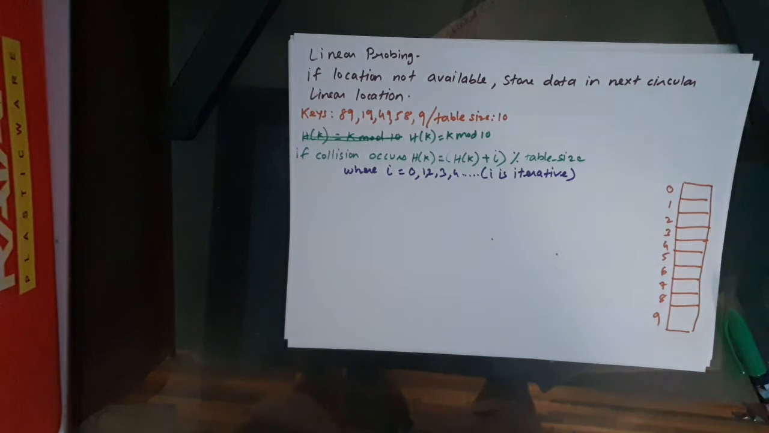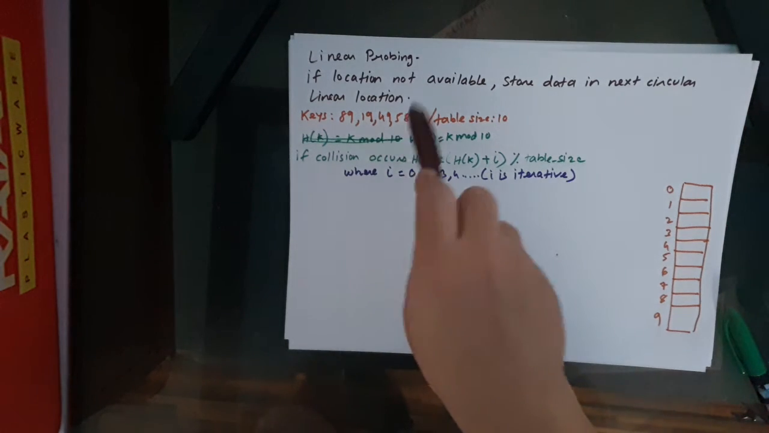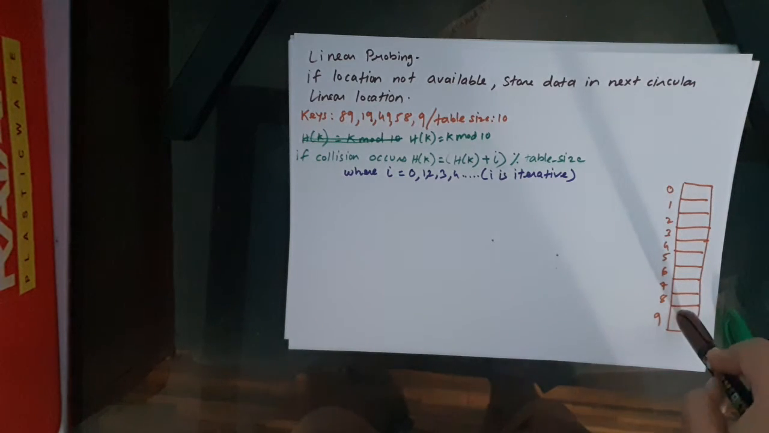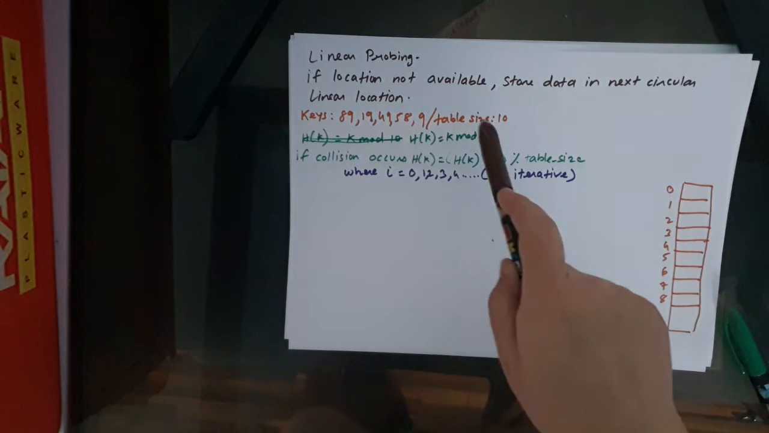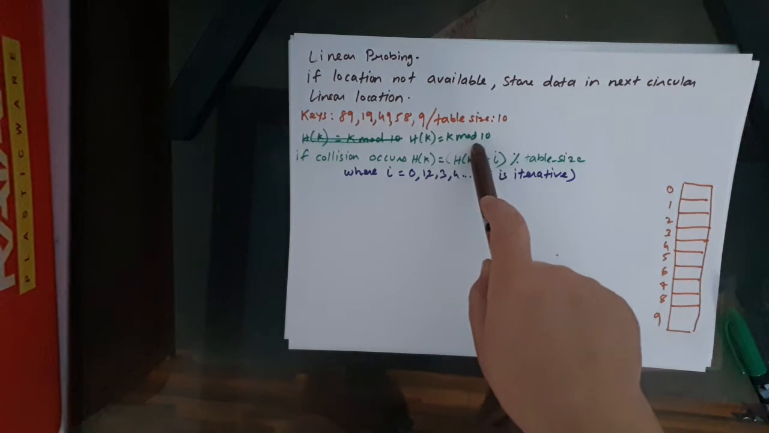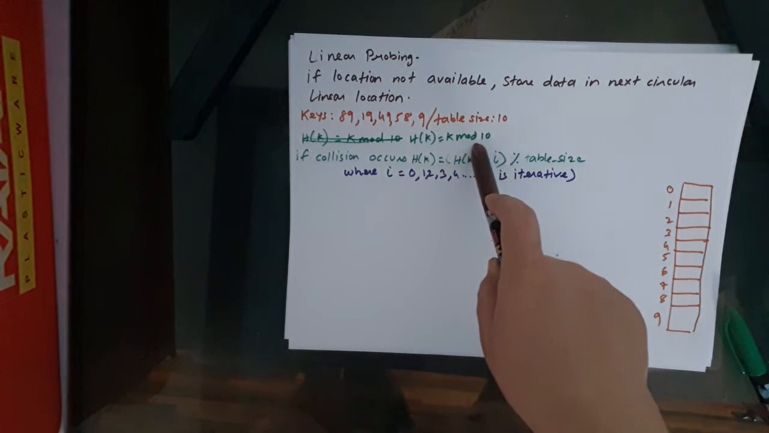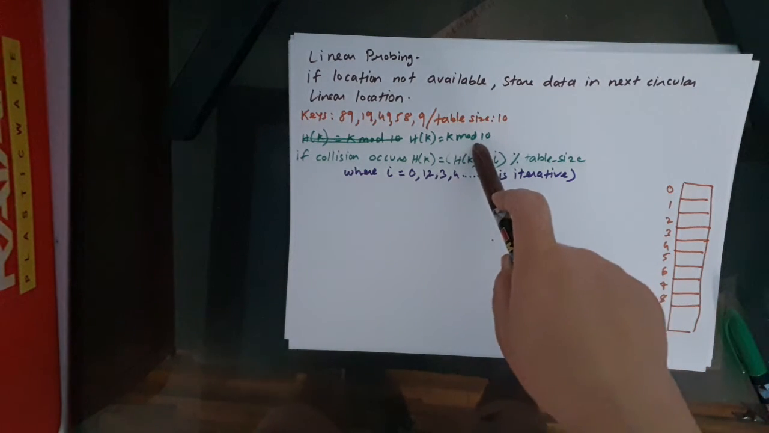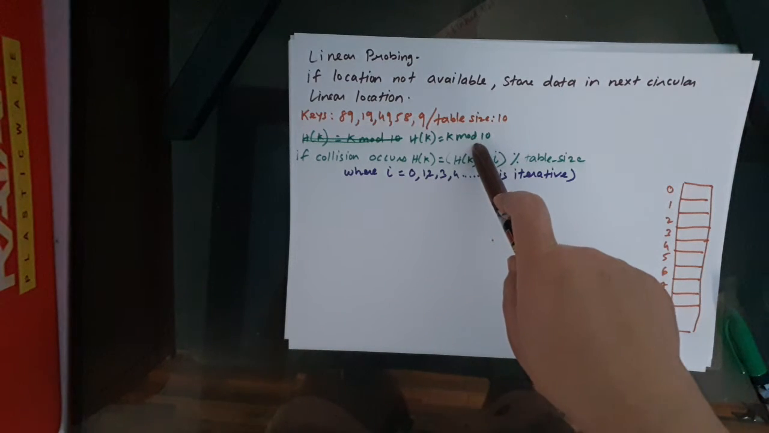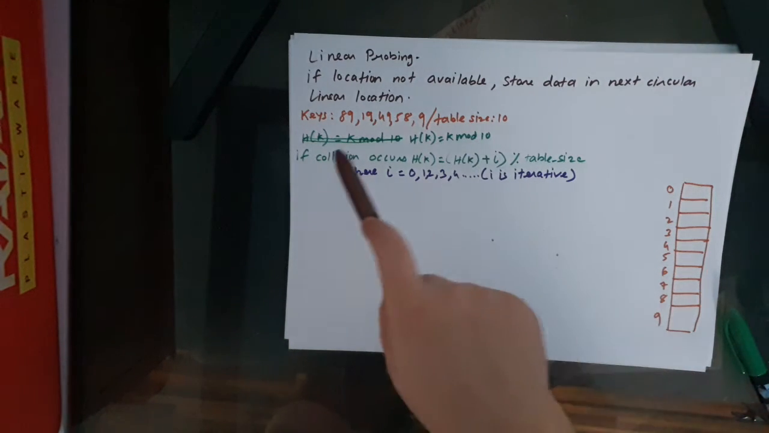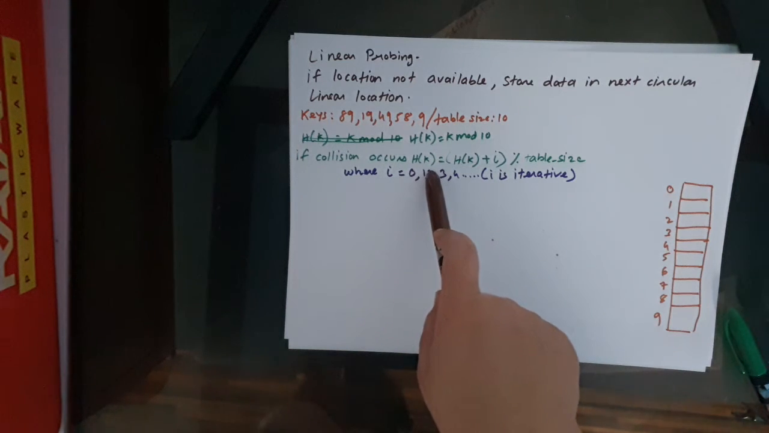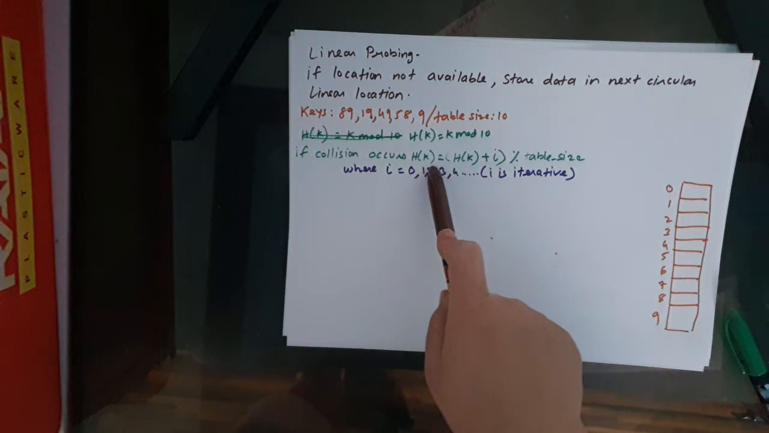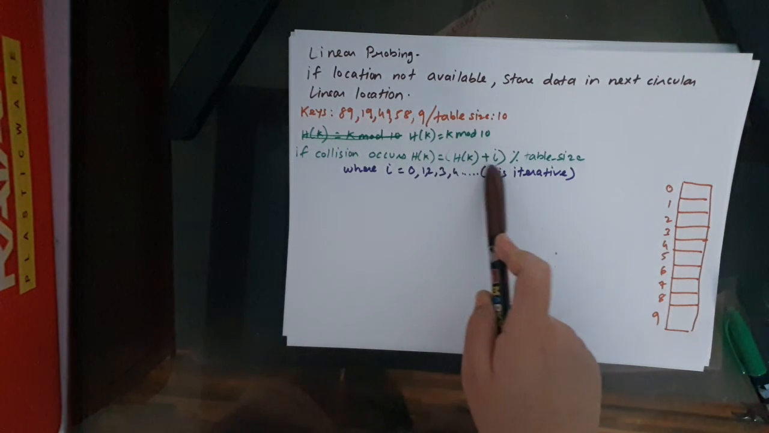So here is the data that has been given to us, and the table size is 10. So our array size is 10, which is drawn right here. And our main hashing technique is going to be this one. If with this hashing technique we detect a collision, then we are going to use one more hash function, which is this.